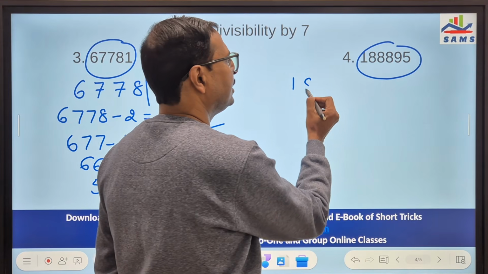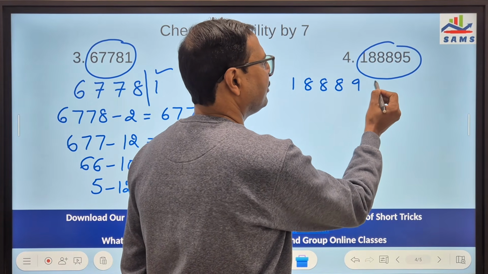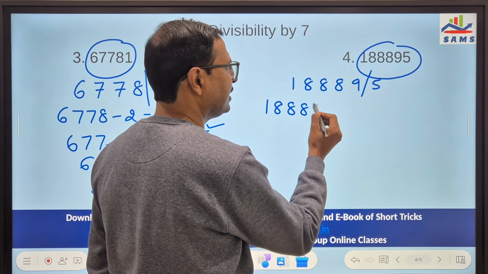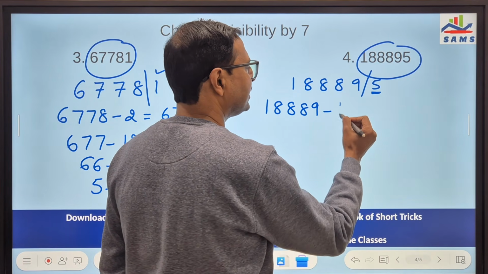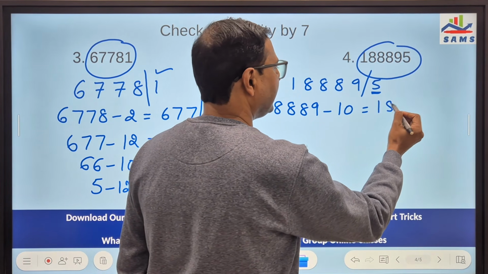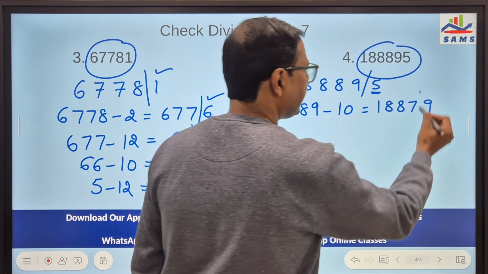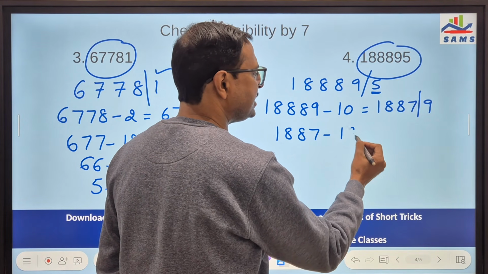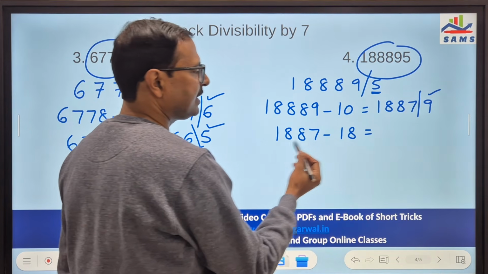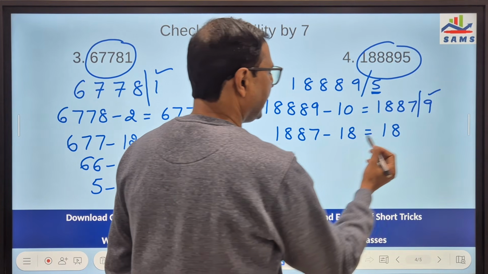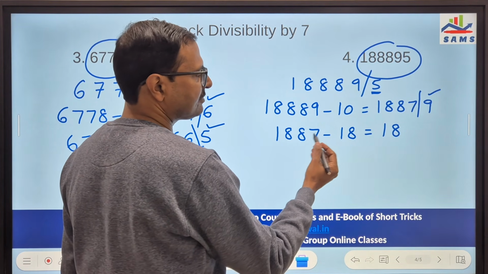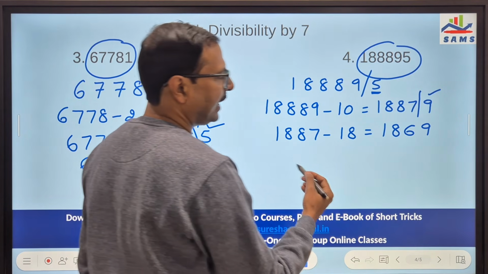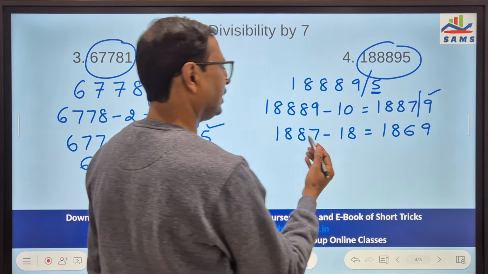18885. Separate out the last digit. 1888 minus double of this 5, 10, gives you 1878. Separate out the last digit. 187 minus 16, which is double of 8. It gives me 18, and 87 minus 18 gives me 69, right? So 69.